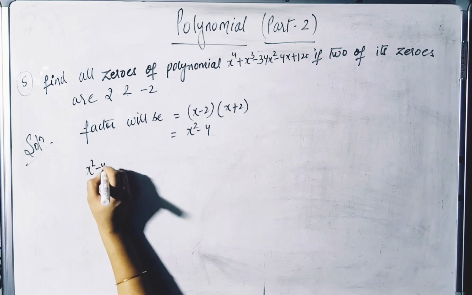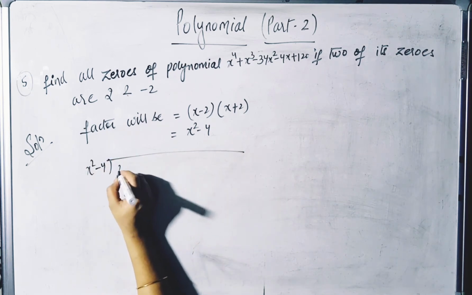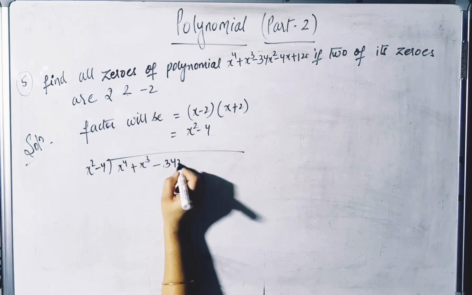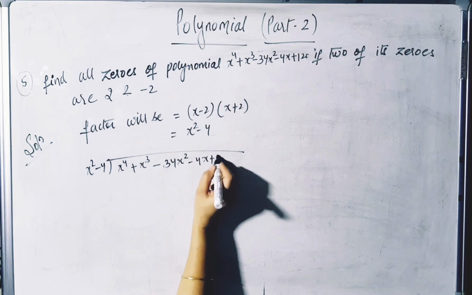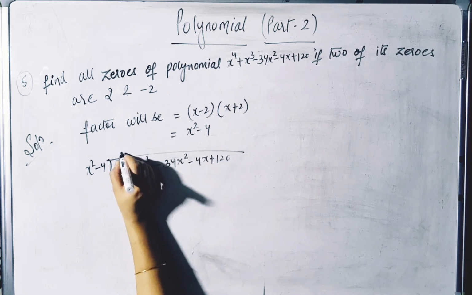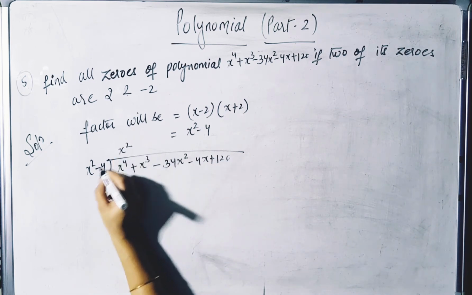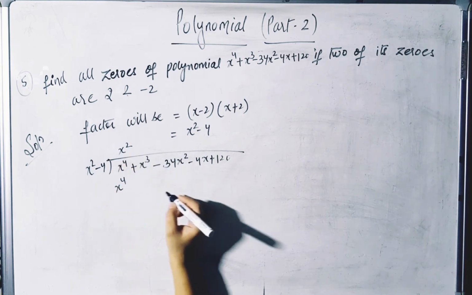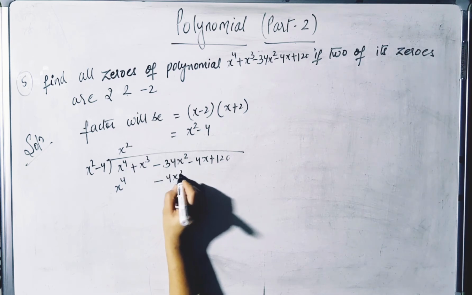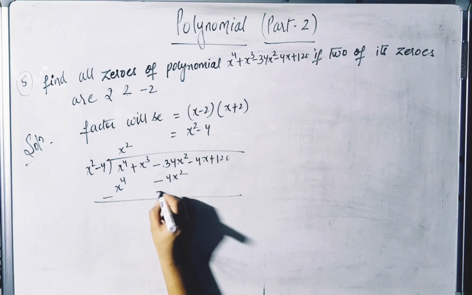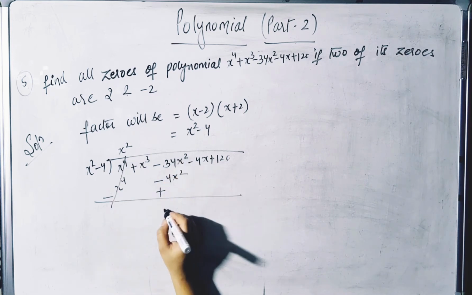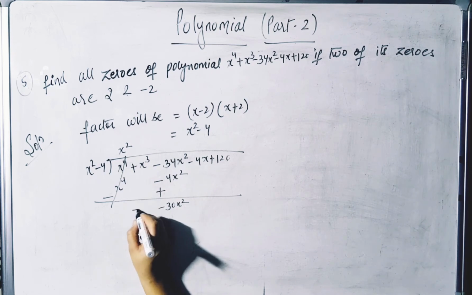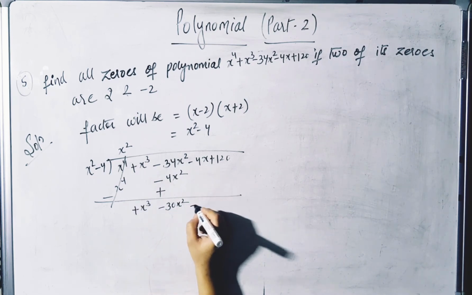So x square minus 4 divided by x की power 4 plus x cube minus 34x square minus 4x plus 120. So here we'll get x square into x square, we'll get x की power 4, x square into minus 4, we'll get over here minus 4x square. This minus and this will be plus, this is cancelled out. Here we'll get what? Minus 30x square. यहाँ पर क्या आ जाएगा? x cube and minus 4x.